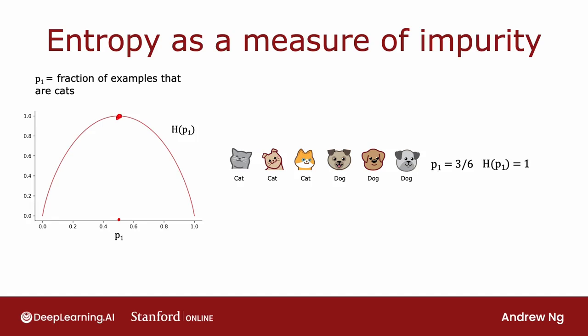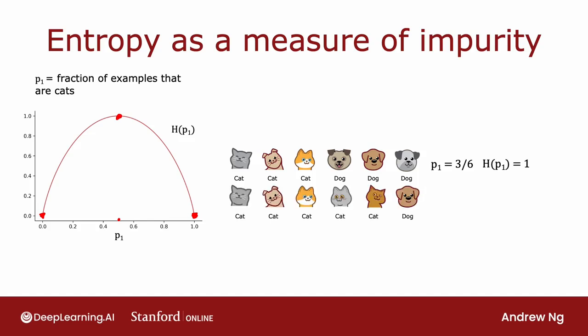And you notice that this curve is highest when your set of examples is 50-50, so it's most impure, has an impurity of 1, or really an entropy of 1, when your set of examples is 50-50. Whereas in contrast, if your set of examples was either all cats or all not cats, then the entropy is 0. Let's just go through a few more examples to gain further intuition about entropy and how it works.